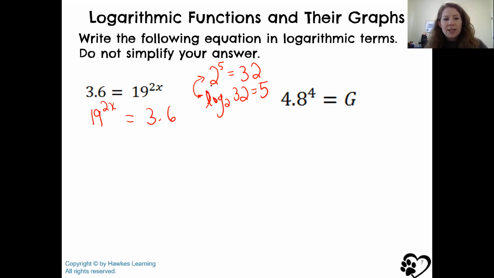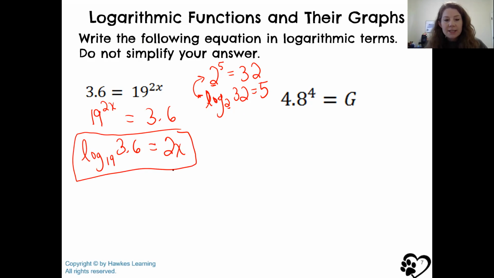So this number raised to the power becomes the base of our log. So we're going to do log base 19 of 3.6 is equal to, and that exponent becomes our number out here. And so guess what? That's our answer. And so in HOGS, that's exactly what you're going to type: 2x is equal to log base 19 of 3.6.